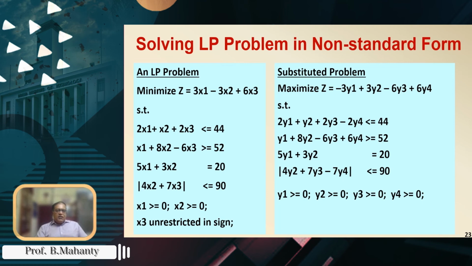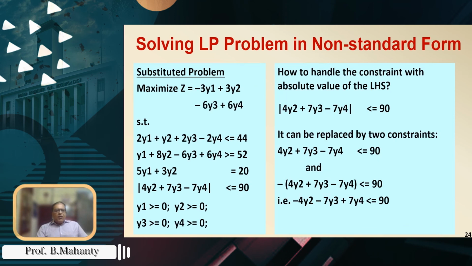So one problem still remains: how to handle that absolute value type of constraint. This is the substituted problem. Now, how to handle the constraint with the absolute value on the LHS? Very simple answer. It can be replaced by two constraints. One is the plus of it, another is the minus of it. Both should be less than or equal to 90.